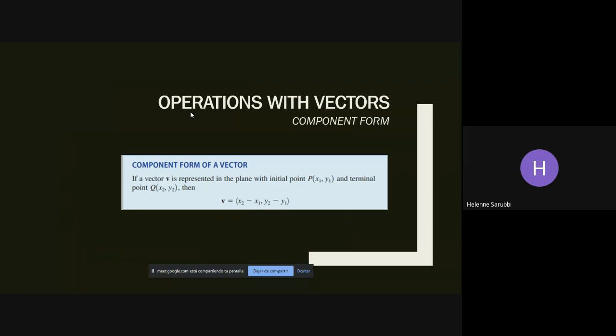Now let's talk about some operations with vectors. We have this formula here where we subtract the p components from the q components to find the component form of a vector. Components are basically scalars, and they allow us to break a single vector quantity into two or more scalar quantities. Vector components are used in algebra to add, subtract, and multiply vectors.